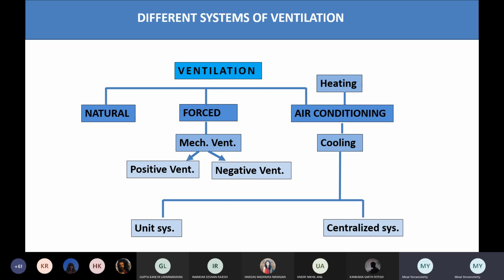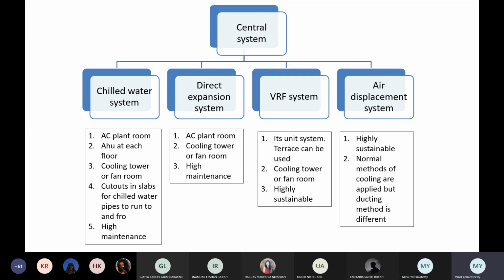In cooling, again, you have a centralized system and you have a unit system. Now in the centralized system, we are first going to do the centralized system, okay? And then we will go for the unit system. Now there are four centralized systems. You have chill water system, you have direct expansion system, you have VRF system, and you have air displacement system. Actually, air displacement is not a system, okay? It's just a method, and it's something which is very popular. So I've added it as a system, but actually it's a ducting system, okay? But understand this.